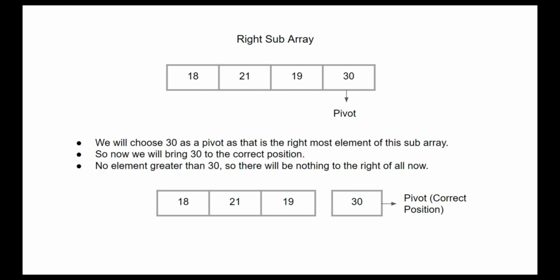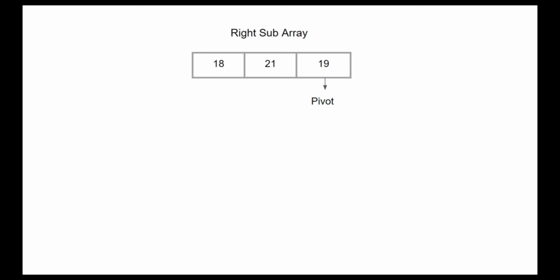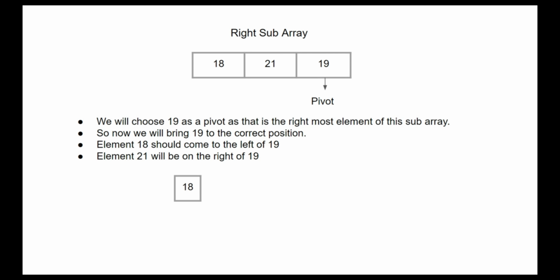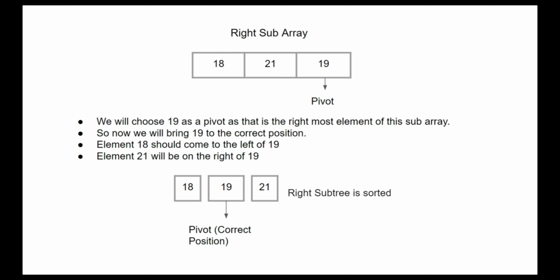We repeat the operation on the next subarray, that is 18, 20, 19. We take 90 as pivot element, and 21 is greater than 90. So it will move to the right of 19, and 18 will remain on the left because 18 is less than 19. So 90 is in the correct position, and there is only a single element on both sides. So the right subarray is now sorted.